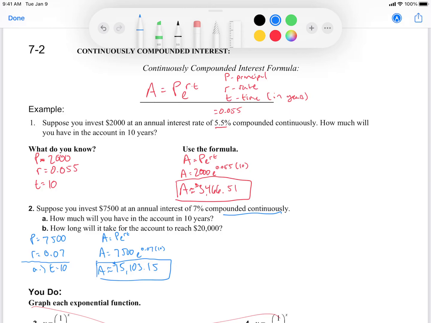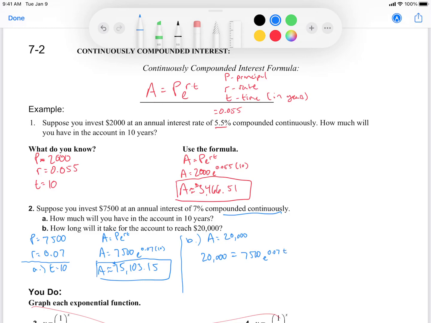All right. So now we want to talk about B. The information that we know is that A is equal to 20,000. So we want to figure out how long it's going to take for me to reach 20,000. So when I plug this in, I get 20,000 is equal to 7,500 times e to the 0.07 times t.